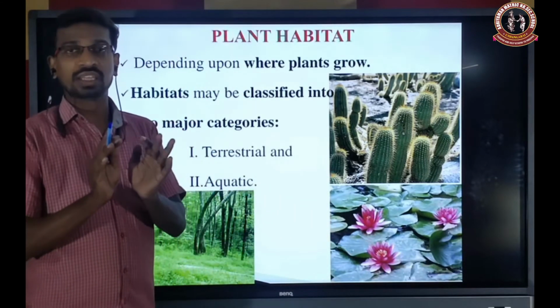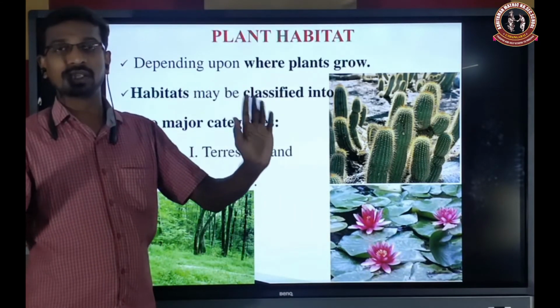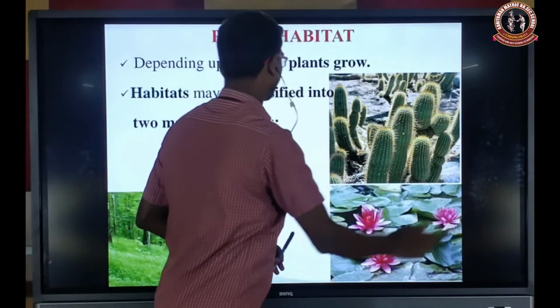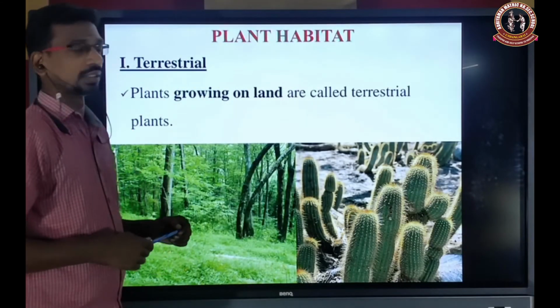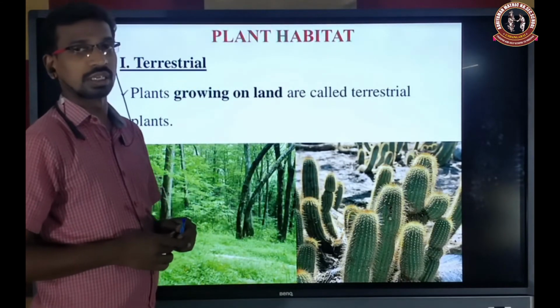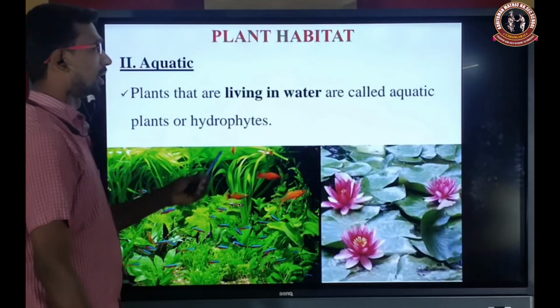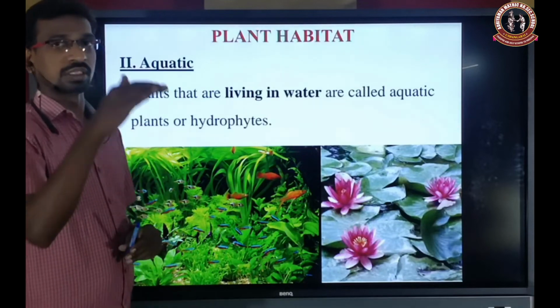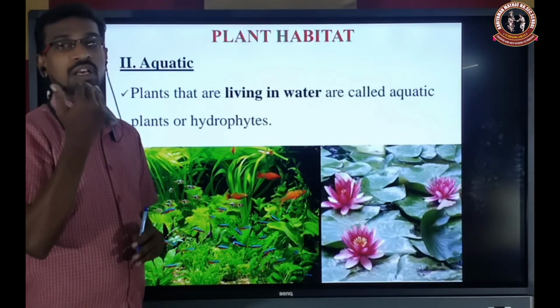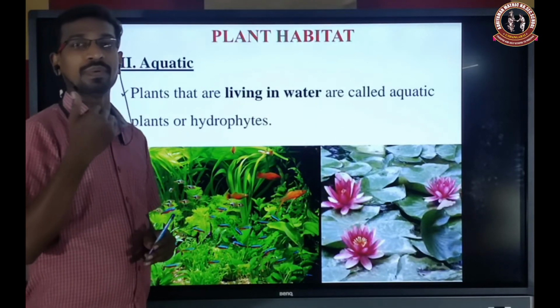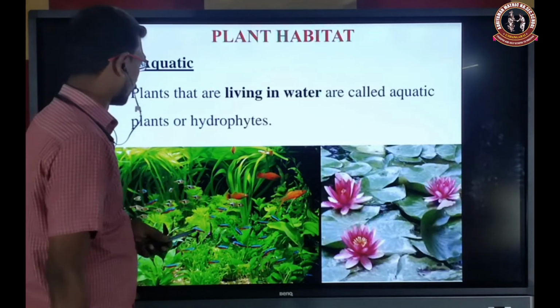Aquatic plants grow inside the water or on the surface of the water. That is aquatic. Terrestrial, the plants grow on the land. That is a terrestrial plant. Aquatic, they live in the water, whether inside or on the surface, or it may be what? Floating, like that.